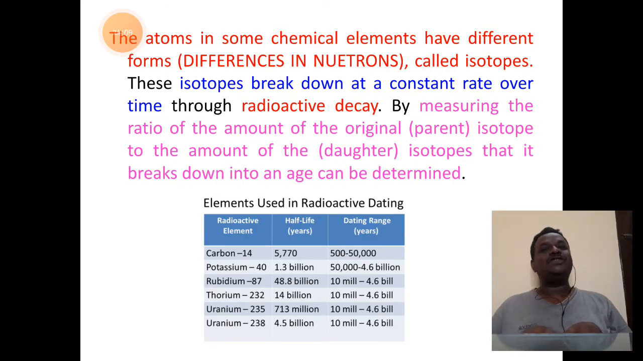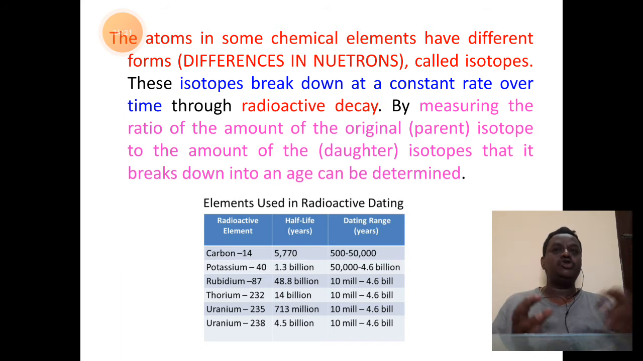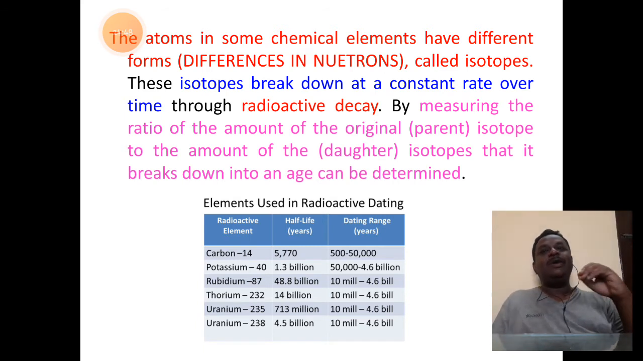The forms of the same element that differ due to the differences in their neutron number are called isotopes. Iso means same, so the same element occurring in different forms is called isotopes. There are isotopes of elements which are radioactive isotopes, meaning they are involved in a phenomenon of radioactive decay. They keep on splitting themselves.